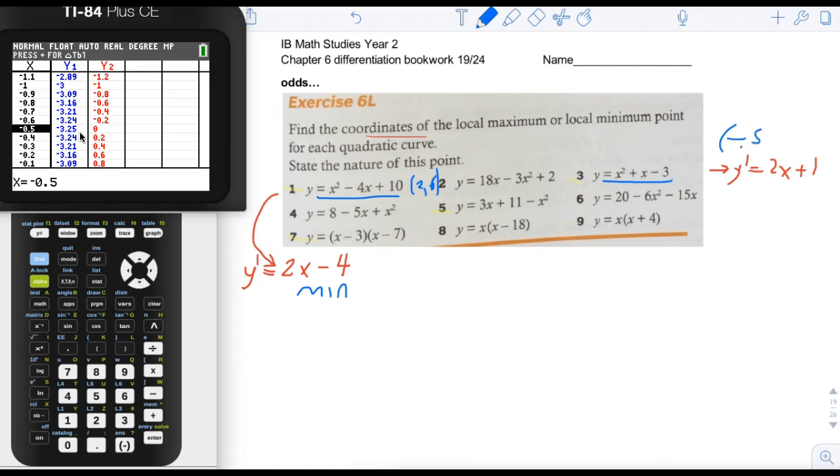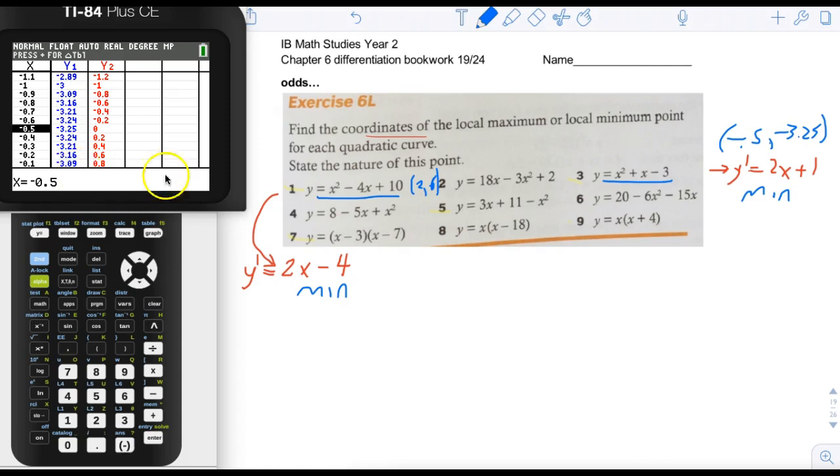-0.5, -3.25. Okay, so that is the minimum or maximum point. If I look at the surrounding points, do you see how the surrounding points are less negative? So that means they're going up. So this is also a minimum, isn't it?